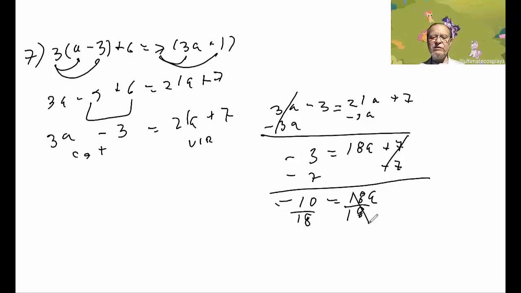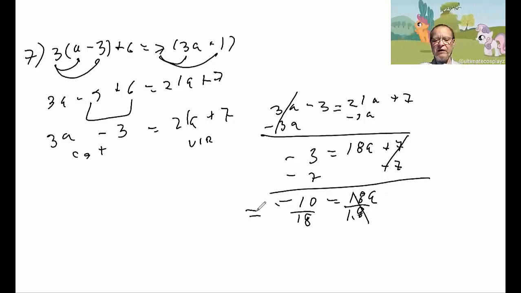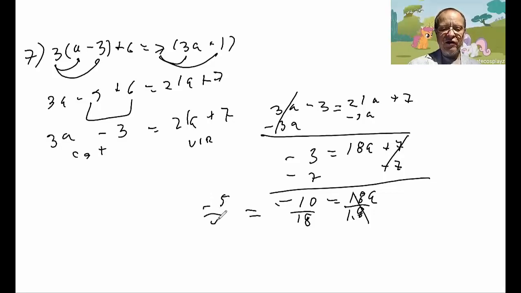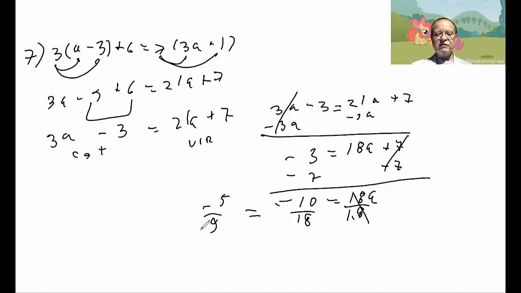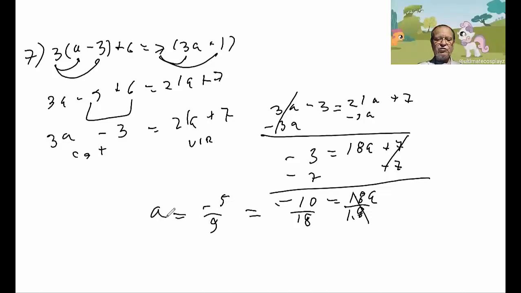And remember, when we divide this and this, that gives us 1, so it's like saying 1a. And we want to simplify this, so we'll divide the top by 2, so that'll give us negative 5, and the bottom by 2 will give us 9, so that's just simplifying the fraction, so we get a is equal to negative 5 over 9.